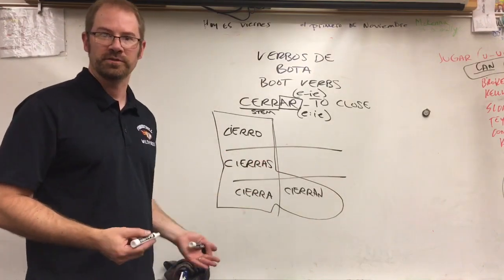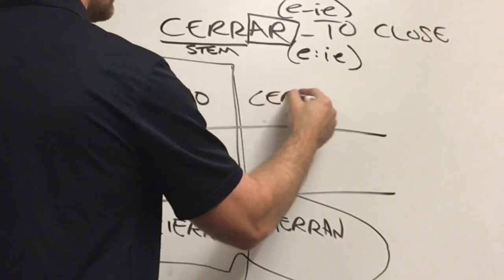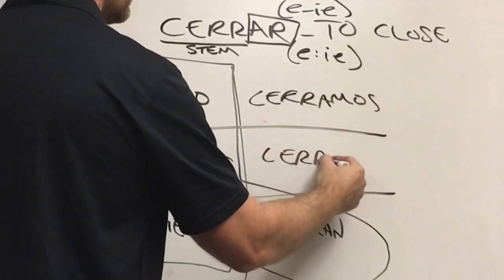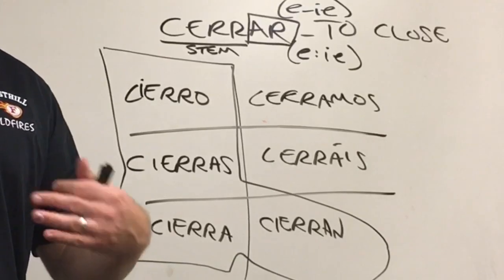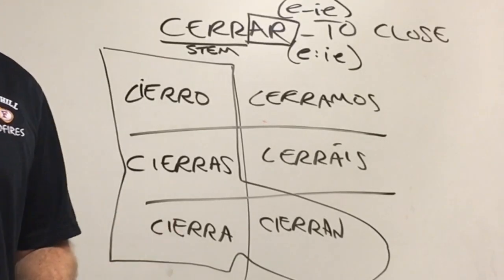For example, in this case, we have cerrar. So those would look like this. So we have cerramos for we close, and cerráis for you guys in Spain close. Let's take a look at another verb.